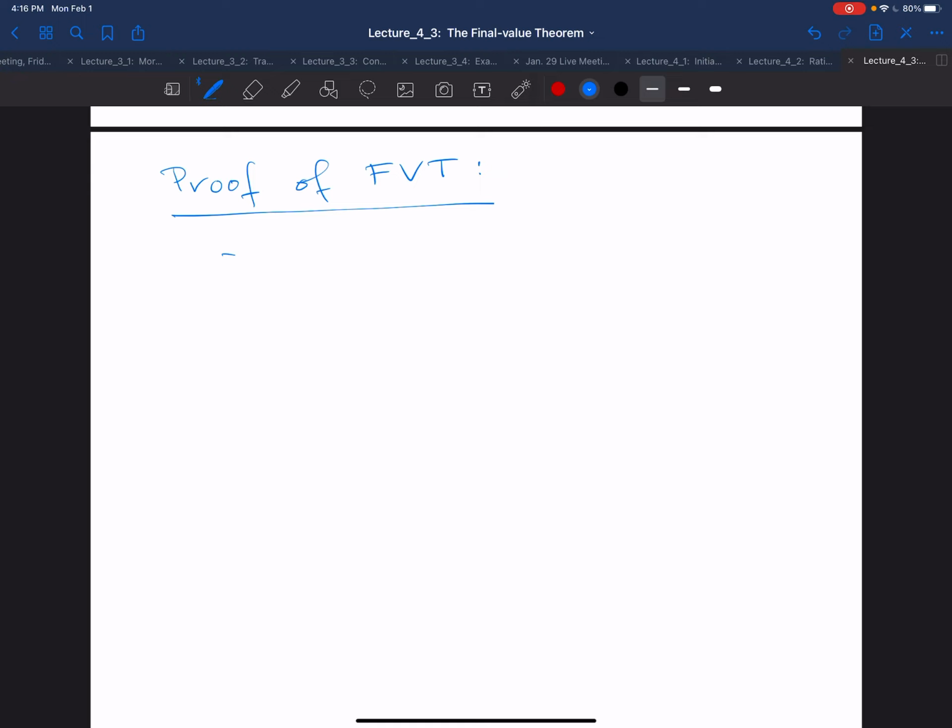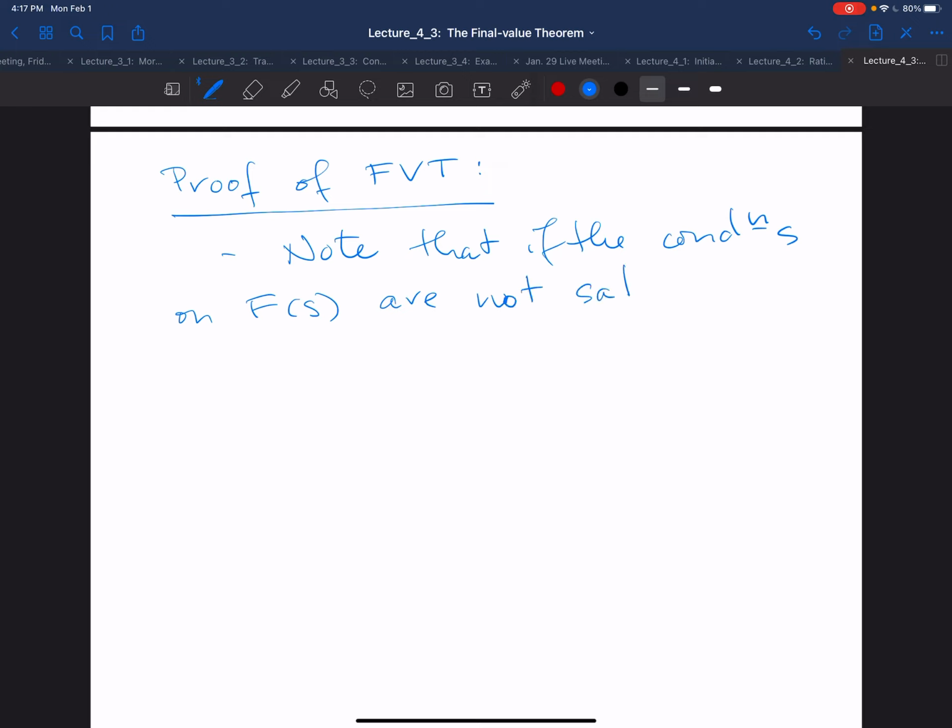First of all, note, you might wish to check this out by doing a case analysis, that if the conditions on F(s) are not satisfied, then the limit as t goes to infinity of f(t) does not exist.